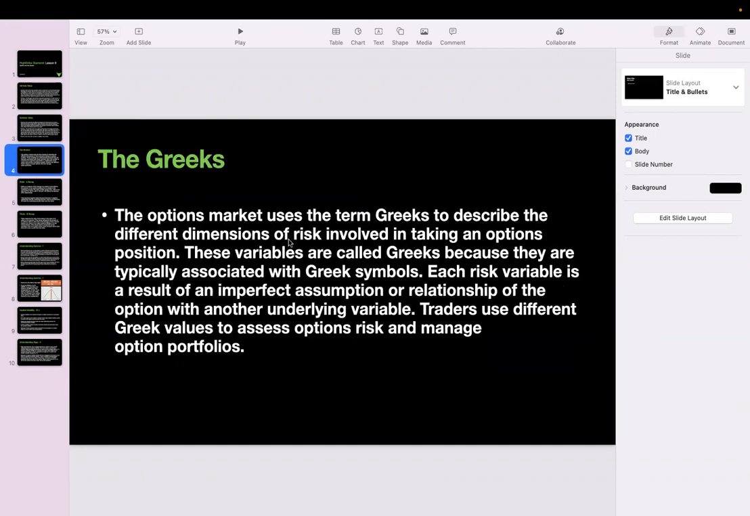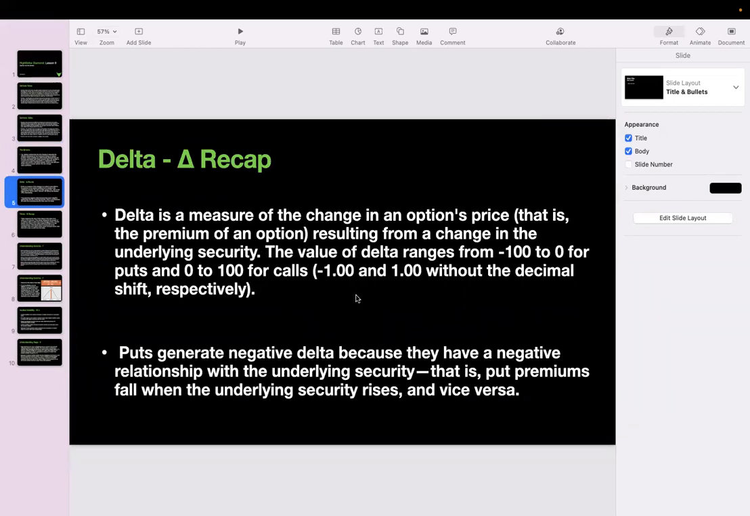So now let's jump into the Greeks. This is the same one that we had in the other lesson, so I'm just going to go ahead and read this again. The option market uses the term Greeks to describe the different dimensions of risk involved in taking an options position. These variables are called Greeks because they are typically associated with Greek symbols. Each risk variable is a result of an imperfect assumption or relationship of the option with another underlying variable. Traders use different Greek values to assess option risk and manage option portfolios. All right, so we're going to go ahead and just do a recap on Delta.